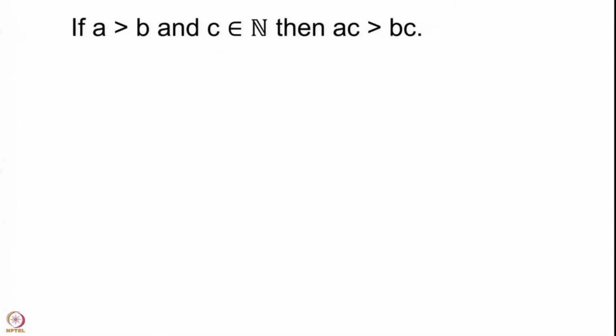We now go to the next statement. If A is bigger than B and C is a natural number, then we need to show that AC is bigger than BC. Once again, I will give you a minute, and after this minute I will give my proof, and again if you have a different proof for this statement, then please write to me and let me know your proof.